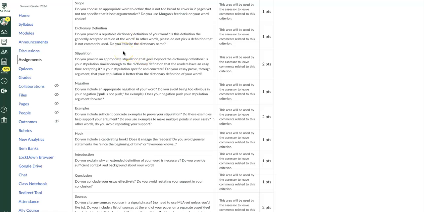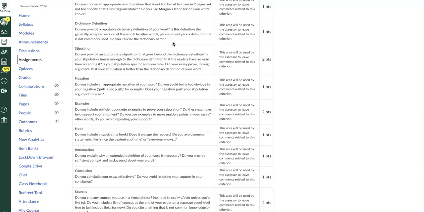When you use your dictionary name, be sure to italicize it. We italicize containers in MLA 9th, which we'll talk about later in the quarter. You're not required to write this paper in MLA 9th, but it's just good practice to get through.